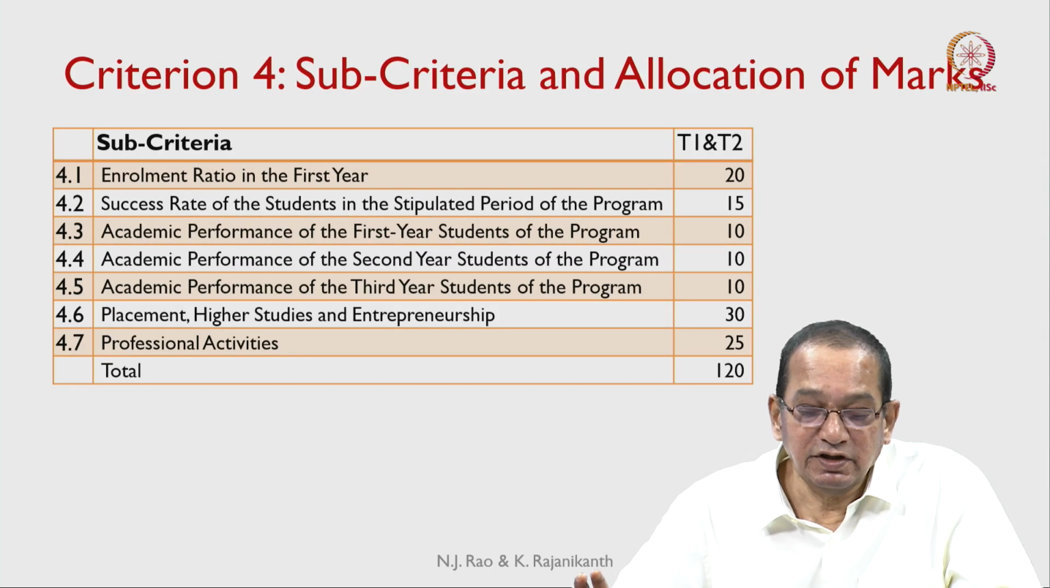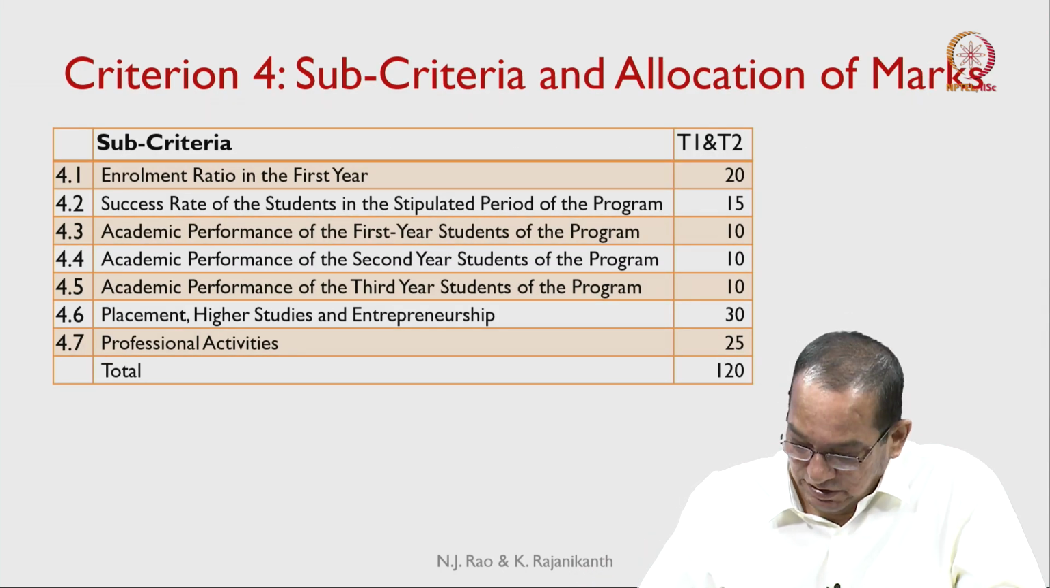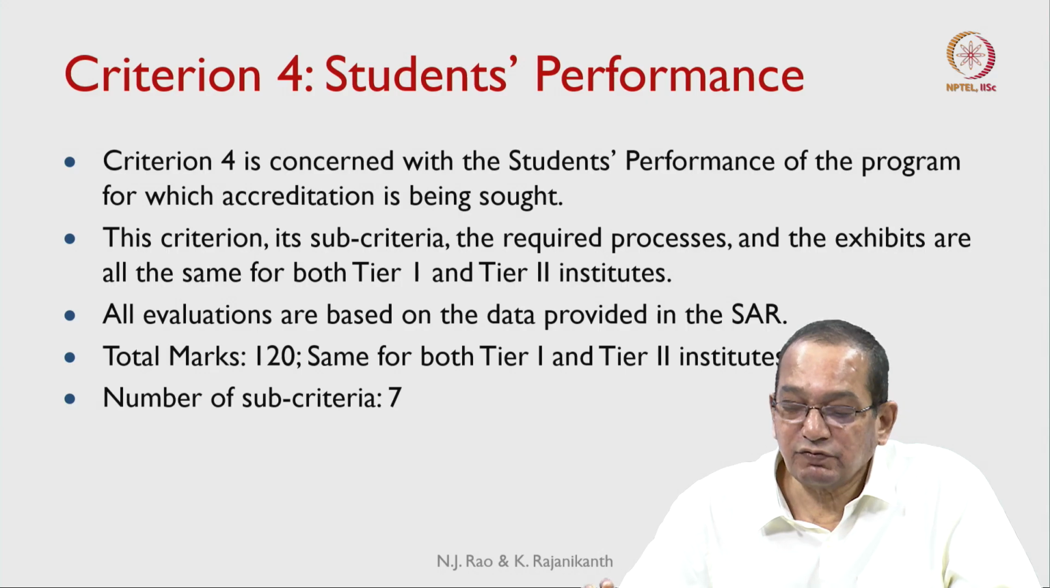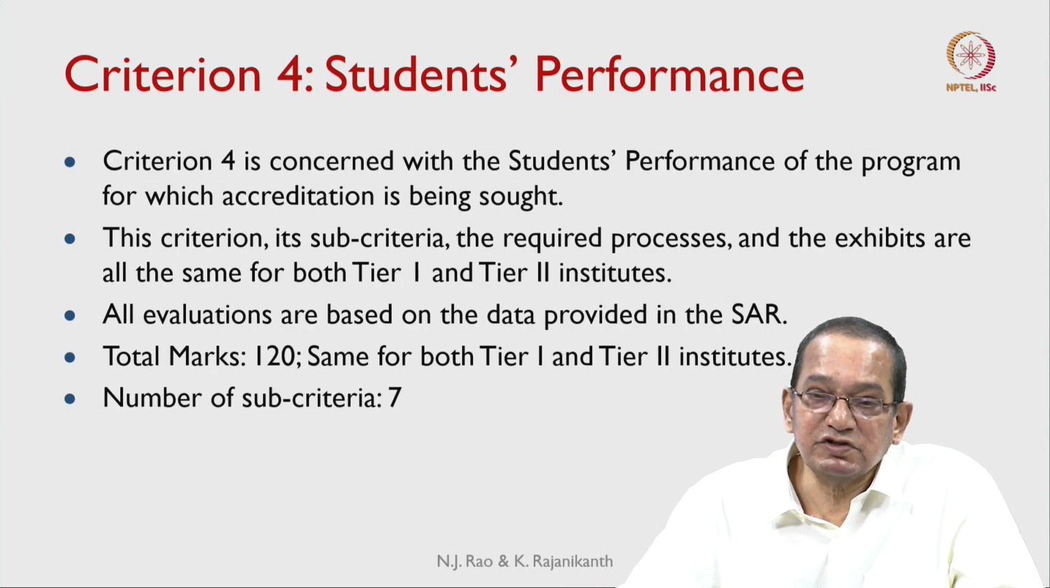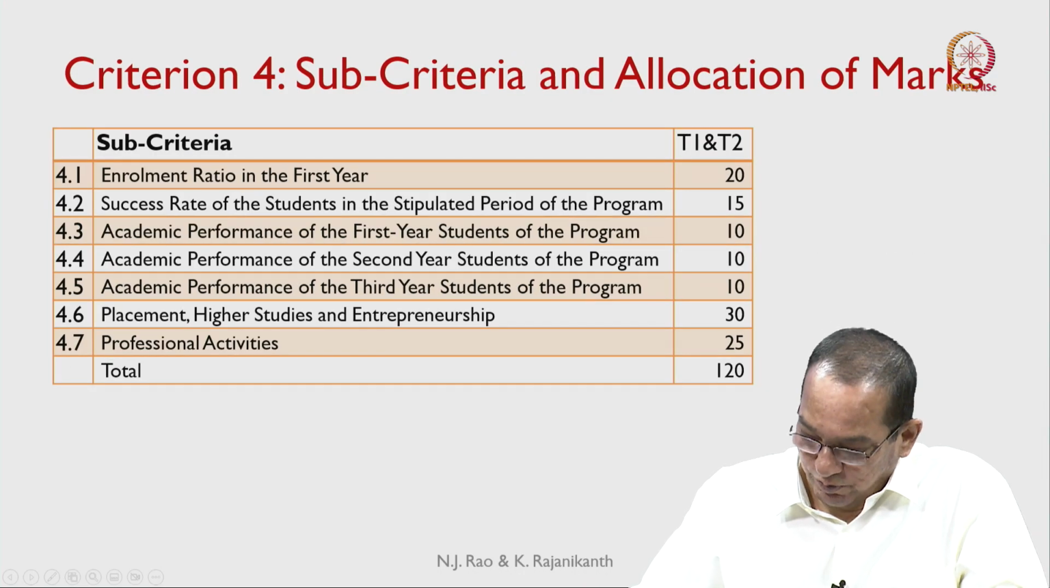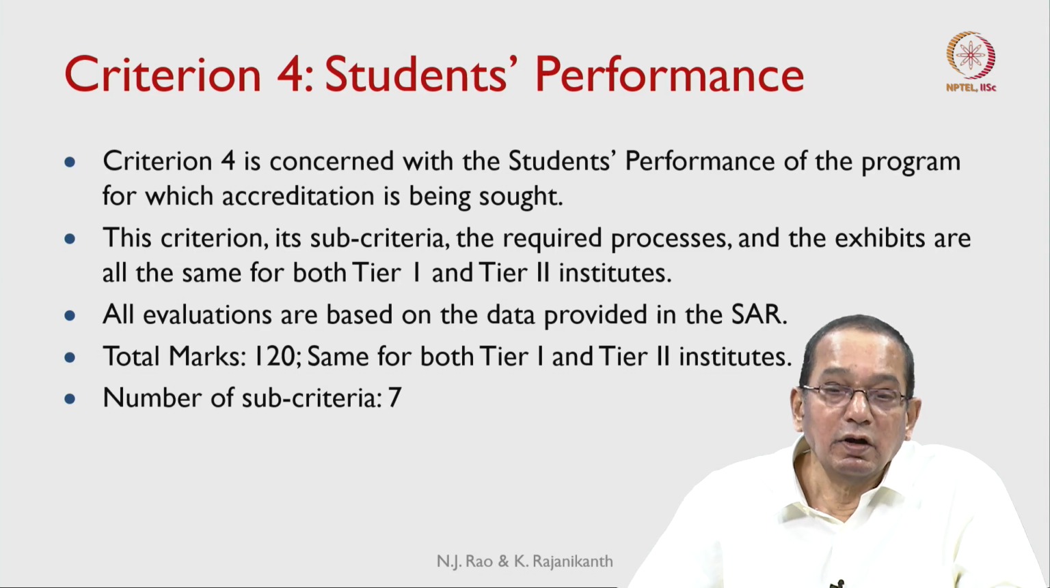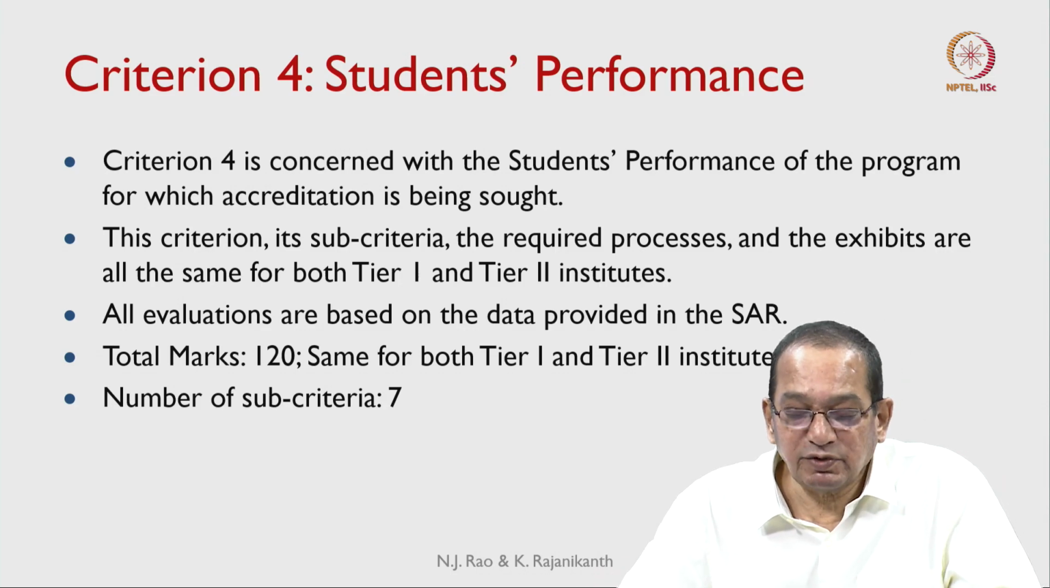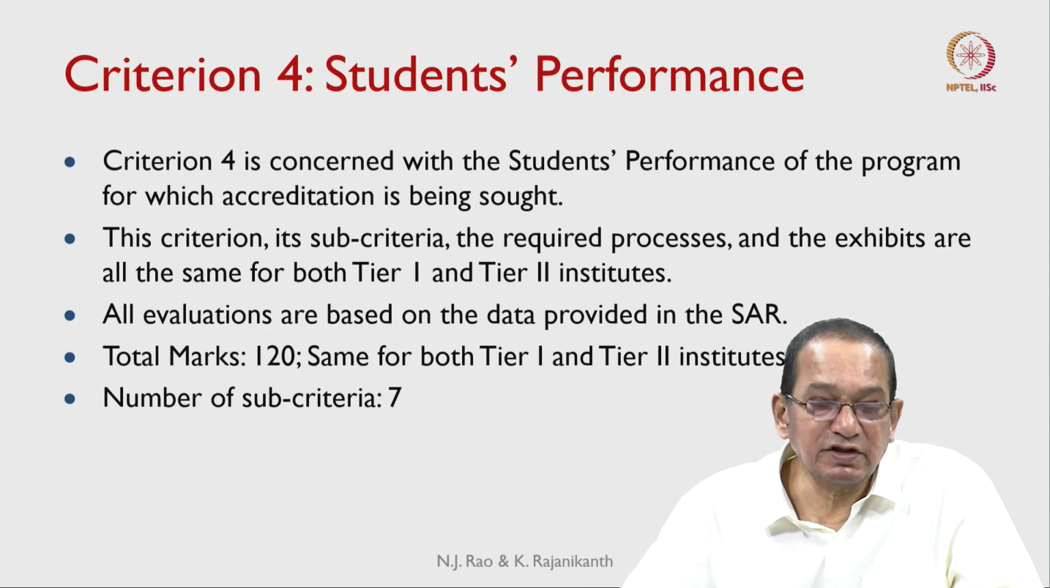Criterion 4 is concerned with the student performance of the program for which accreditation is being sought. This criterion, its subcriteria, the required processes and the exhibits are all the same for tier 1 and tier 2 institutes. Once again the same caveat applies, you keep checking the NBA website.